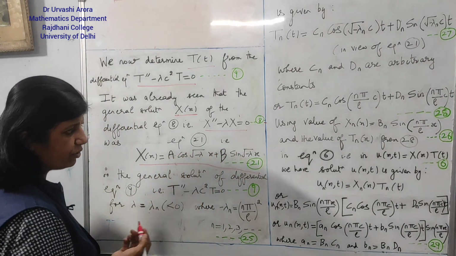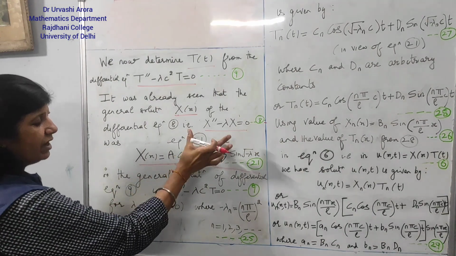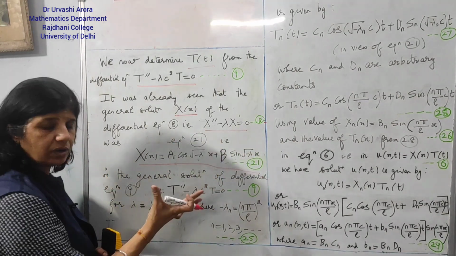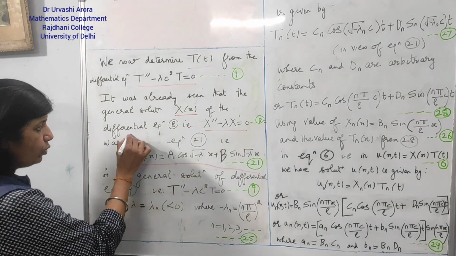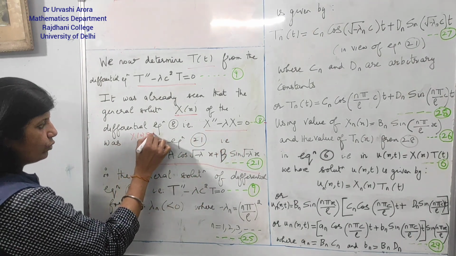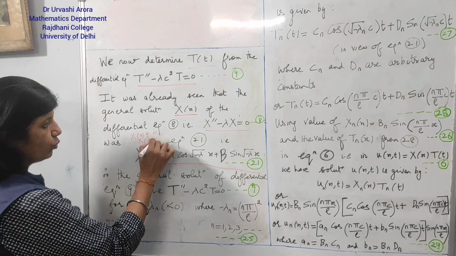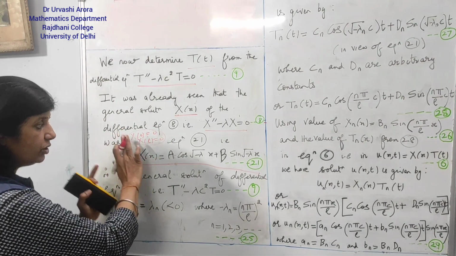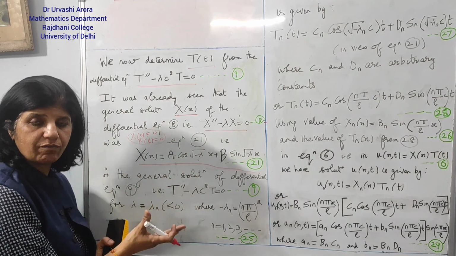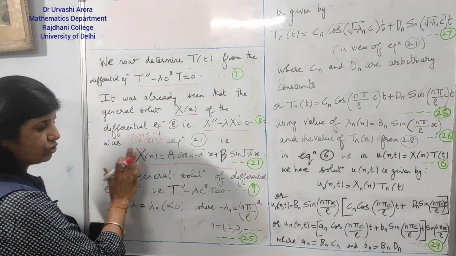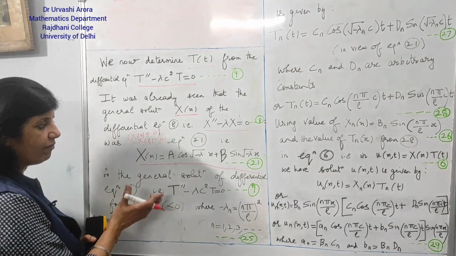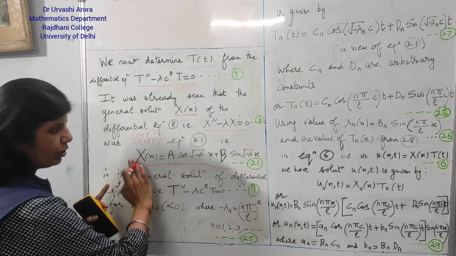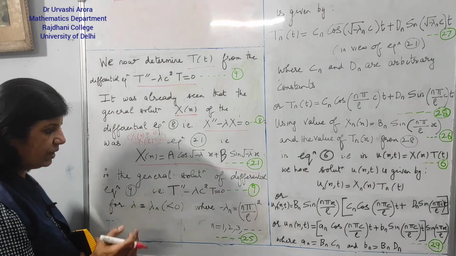Here a and b are arbitrary constants, and this solution 21 actually represents the general solution of the differential equation 8 without using the conditions X(0) is equal to 0 and X(L) is equal to 0. These are two boundary conditions. So without using these two boundary conditions, the modified boundary conditions that we have got, the solution before using these new conditions comes out to be of this form, which we had marked as 21.